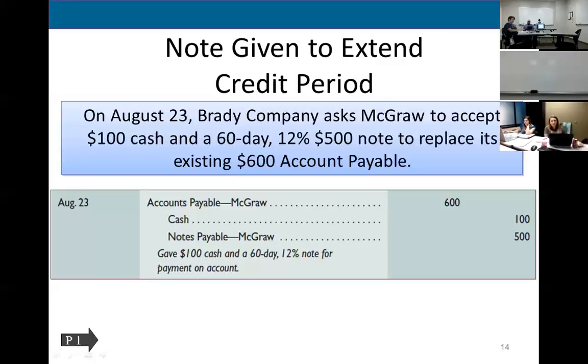Okay. You find this really often when borrowing money from the bank. Why you would move it from accounts payable to notes payable, again, it's two different types of liabilities. Each has a different meaning to it.